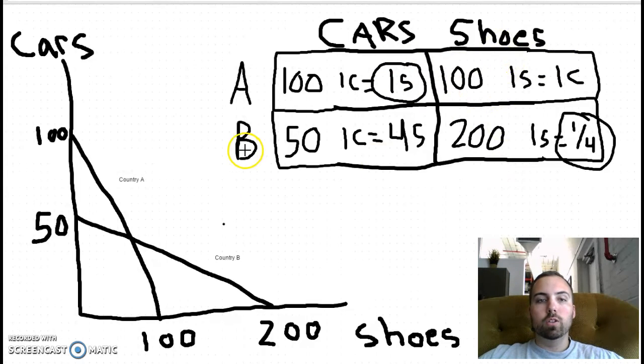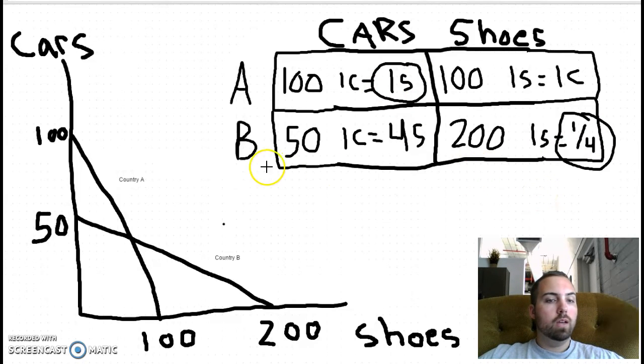Therefore, country B has a comparative advantage in making shoes, and they should specialize in making shoes, and country A has a comparative advantage in making cars, which they should specialize in making cars, because they have a lower opportunity cost in each field, 1 and 1/4.